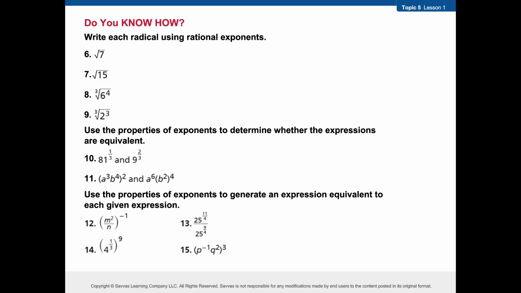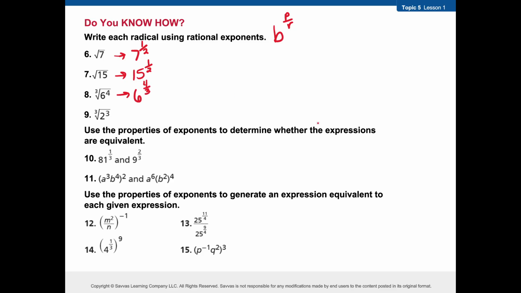Here are just some more examples. Write each radical using rational exponents. So now we need to convert these into the base with the power over root. So any number that's by itself always has a power of 1. Any radical that's by itself is always a square root. So that's 7 to the 1/2. That is 15, power of 1, square rooted. So 15 to the 1/2 power.